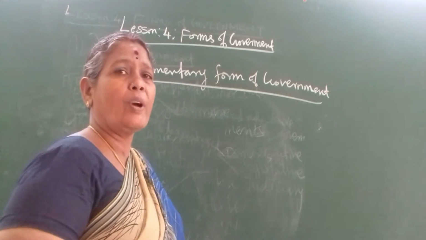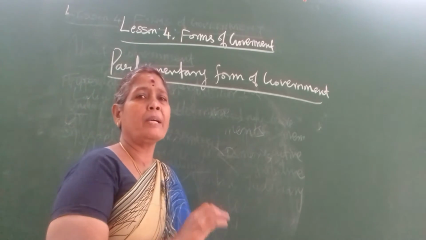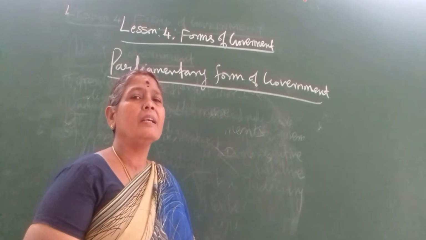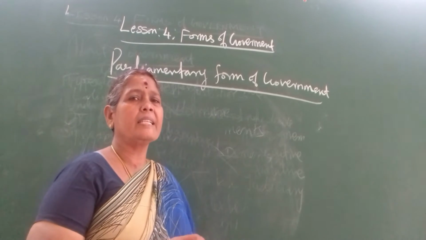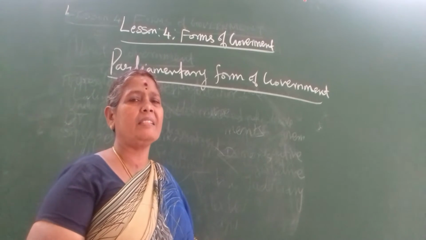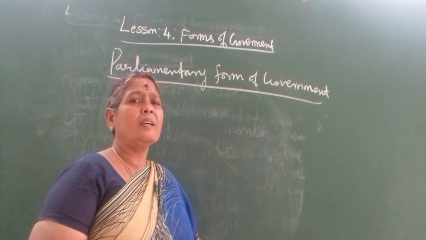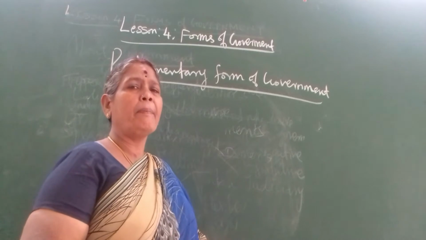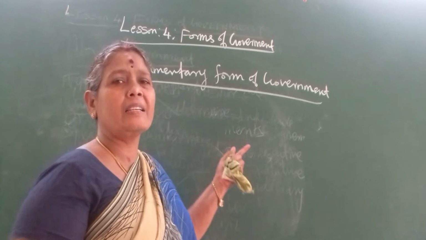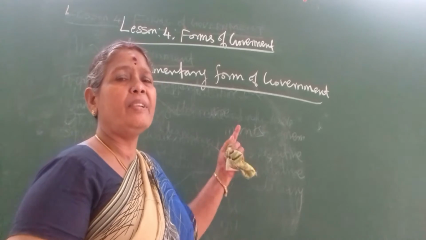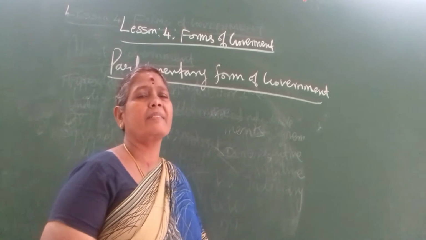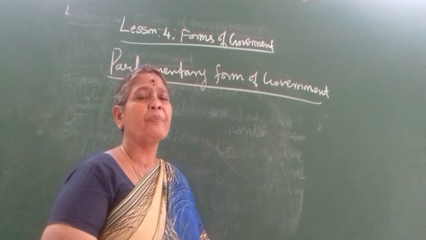Why do the parliamentary form of government and the presidential form of government exist? It is based on the relationship between the executive and the legislature. Depending on how the power is shared between the executive and the legislature, we call it either a parliamentary or a presidential form of government.